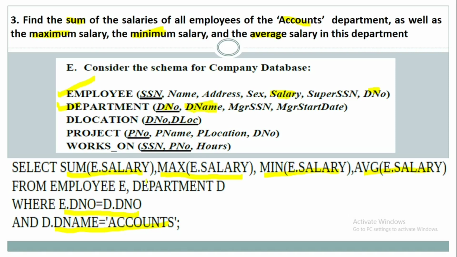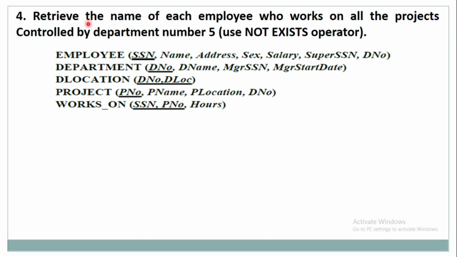Now let us look into the fourth query: retrieve the name of each employee who works on all the projects controlled by department number 5. In the question they have asked to use the not exists operator. What is the exists operator? If the subquery returns a value, exists will return true. If the subquery doesn't return any value, then not exists will return true.